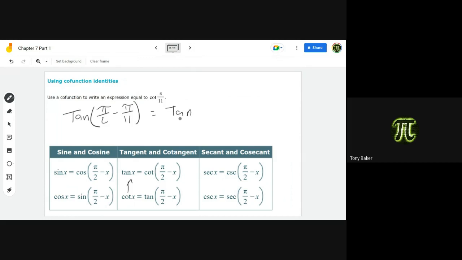So it's tangent of, let's see, 11 minus 2 is 9 over 22 pi. It's just fractions. Just use a calculator to do your fractions. 1/2 minus 1/11. And that's it. That's literally all this topic is. So as long as you can remember which ones match up, it's literally just subtracting it from 90 or subtracting it from 2 pi.